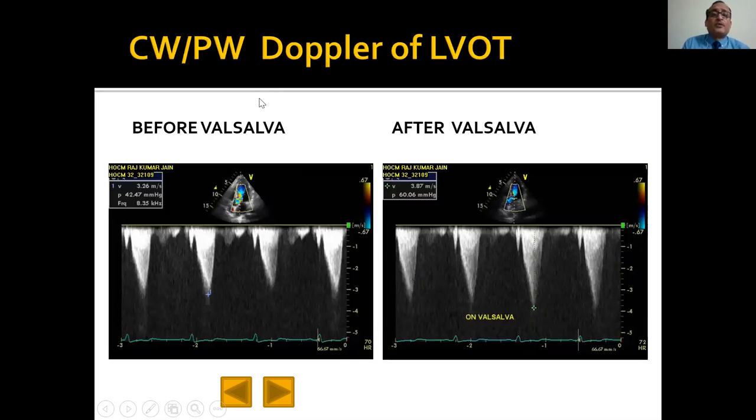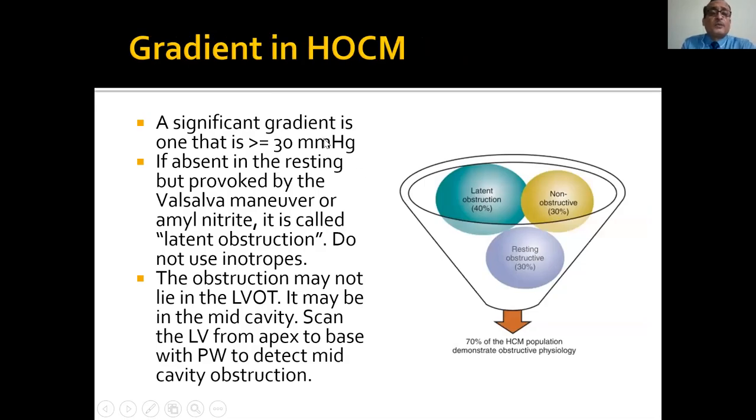Continuous and pulse wave Doppler of the LVOT shows a dagger-shaped profile. Before Valsalva, it was 42, after Valsalva, 60. Any gradient of more than 30 millimeters of mercury is obstructive. Some textbooks like Otto put it at 50. A significant gradient is one that is equal to or more than 30 millimeters of mercury. If it is absent at rest, but provoked by the Valsalva maneuver or amyl nitrite, it is called latent obstruction. We should not use inotropes because that gives rise to false results.